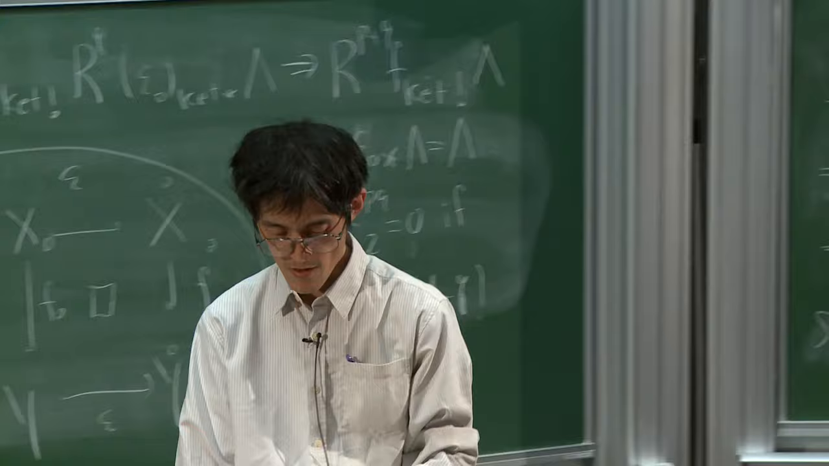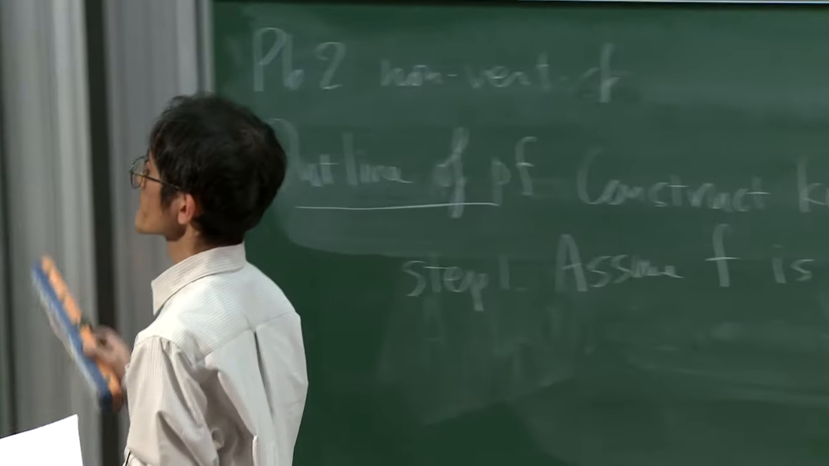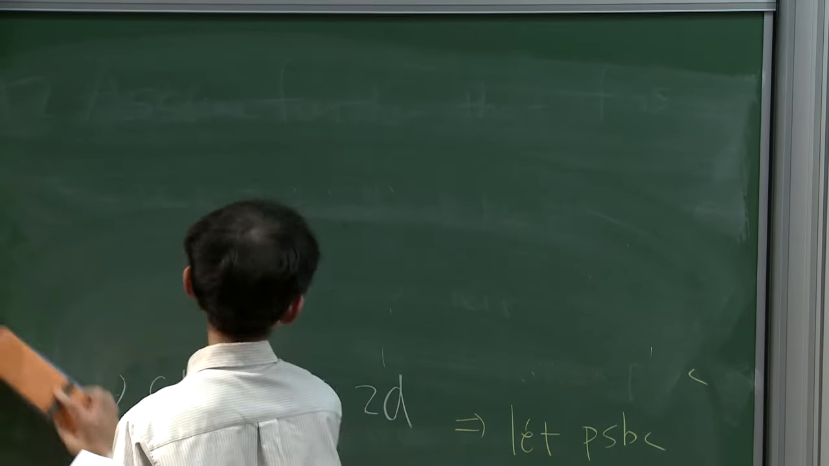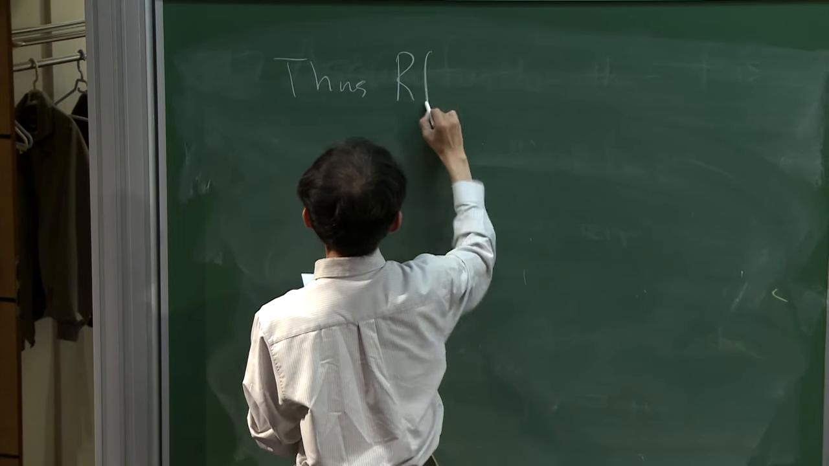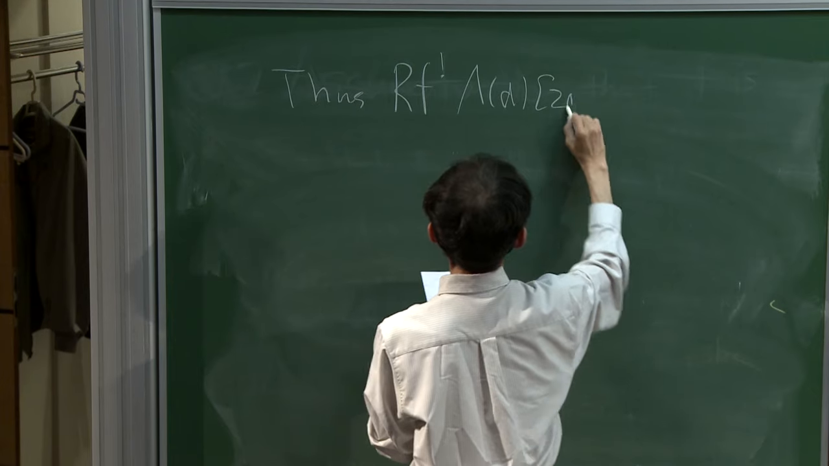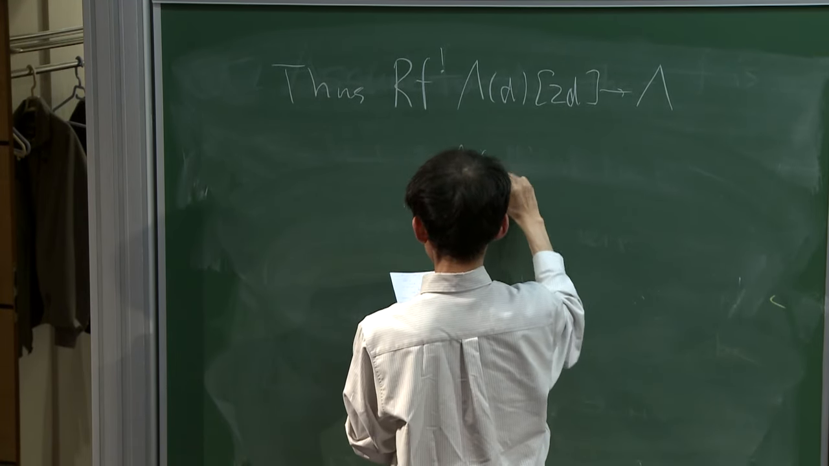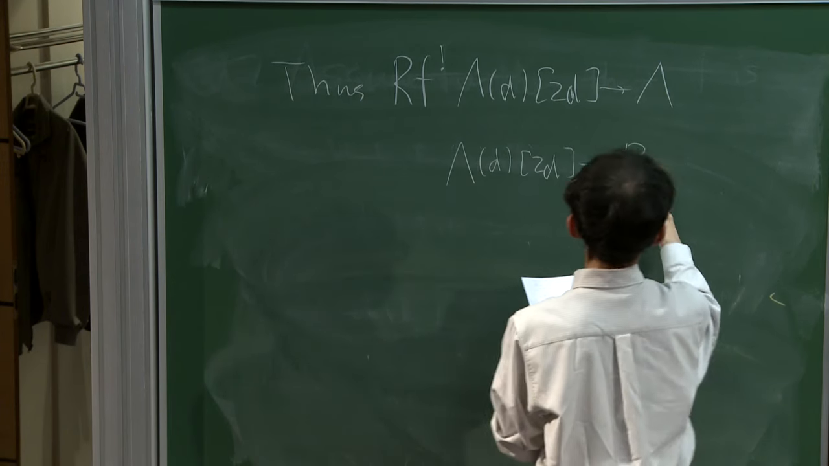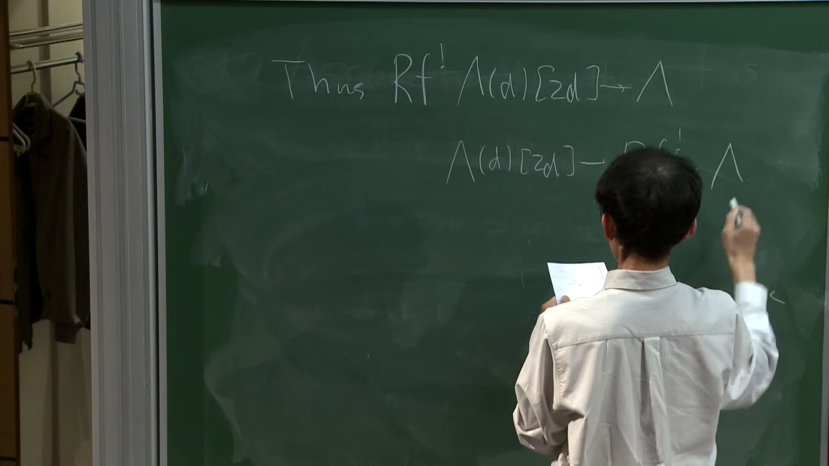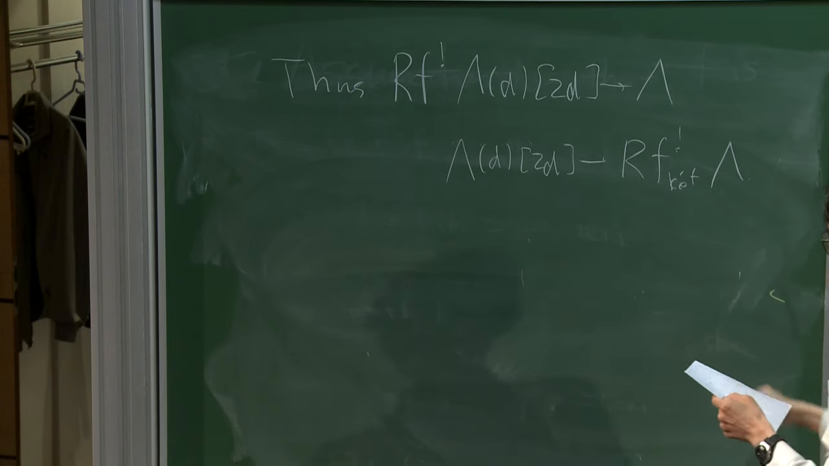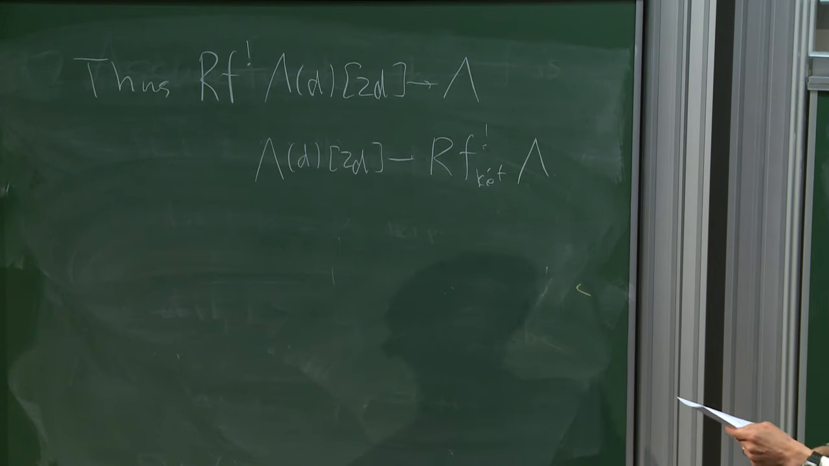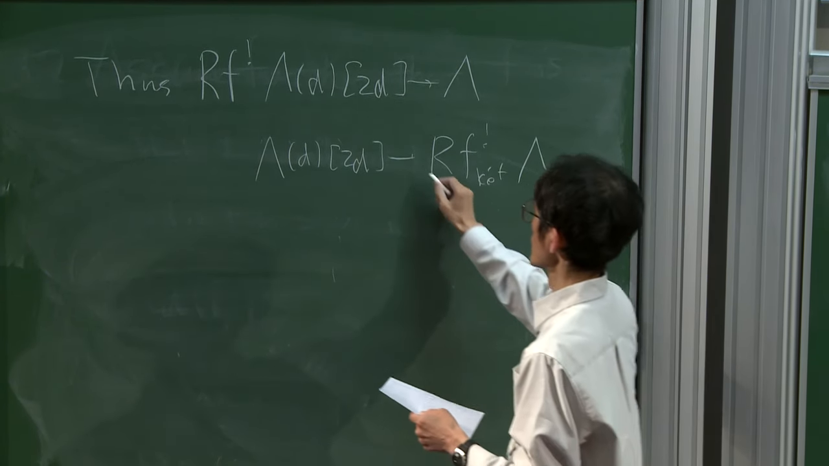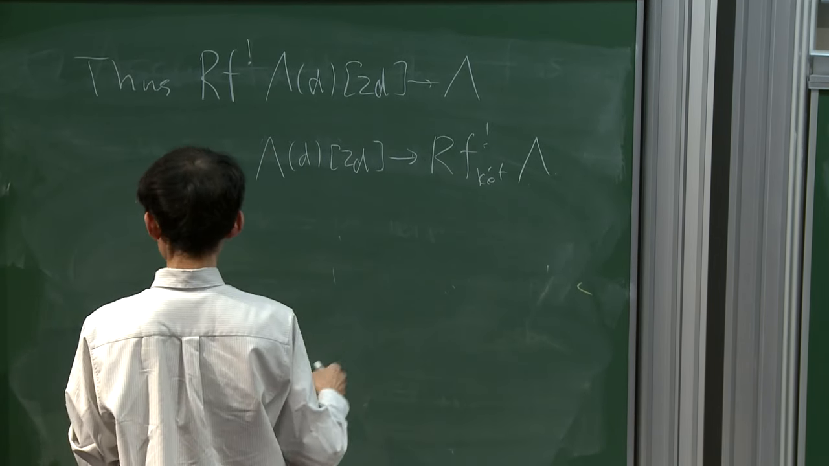Oh, there is no time. So thus we have the trace morphism. And by adjoint, this should be an isomorphism. Then problem one is to be fixed, but I have no idea how to prove this is an isomorphism for the present.